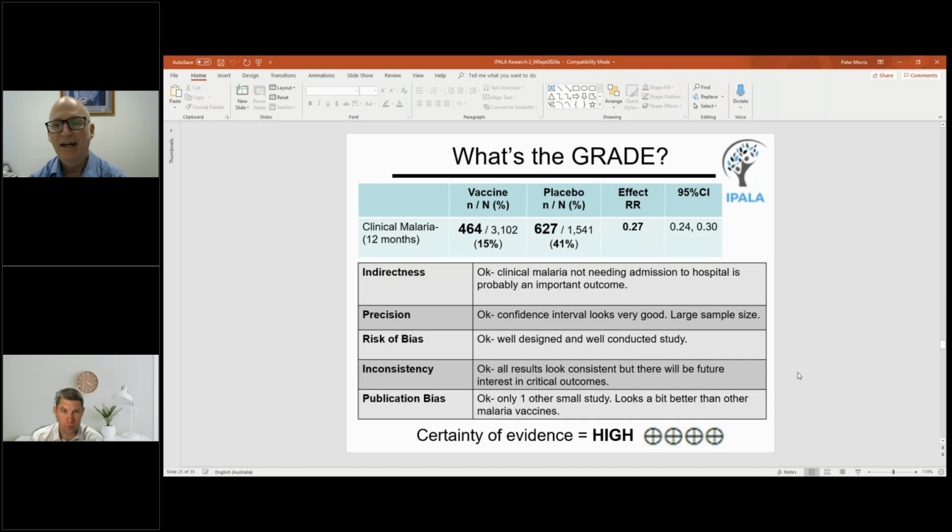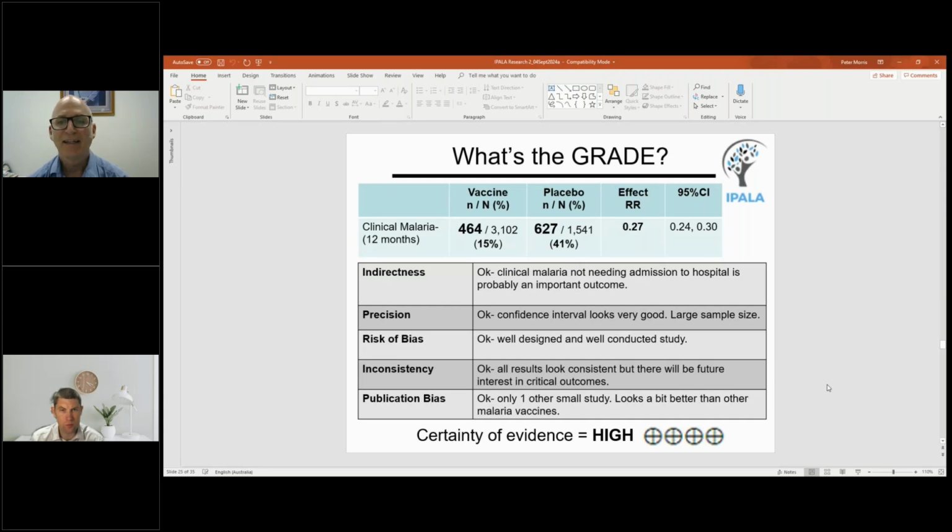If we look at the 5 components of the certainty grading system, we'll see that in this study there is no reason to grade down at all. So we end up with a certainty of evidence of high. There's only one other small study which had consistent results, and there are studies of other malaria vaccines, but this vaccine looks a little bit better than those vaccines, and it can also be produced in much higher volumes. So this may be a very important intervention in future years.